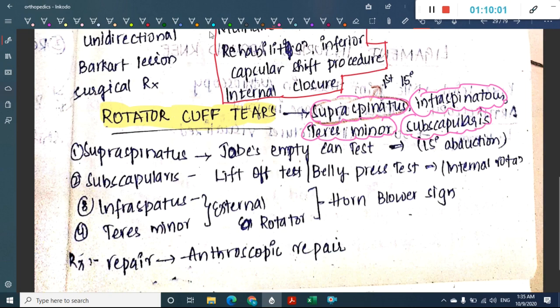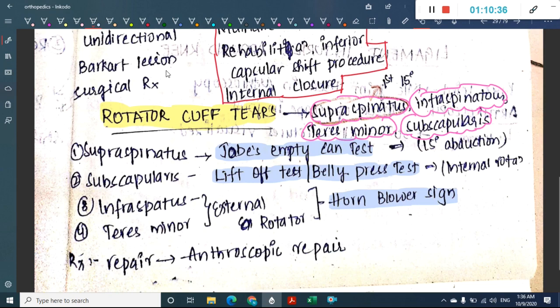You should remember the tests which are done. For supraspinatus, you do Jobe's empty can test. For subscapularis, we do lift off or belly press test. For infraspinatus and teres minor, we do the horn blower sign. How we do these signs is not necessary. What is important is just the names of the signs.